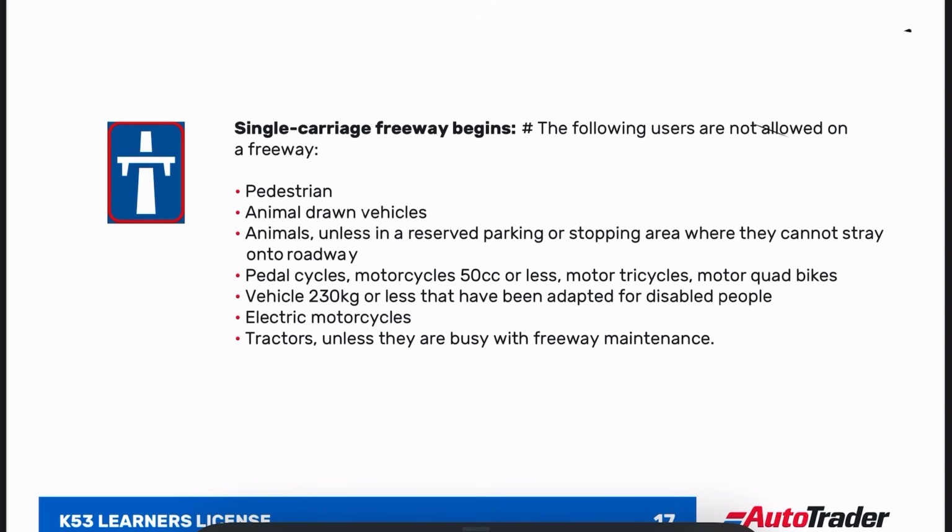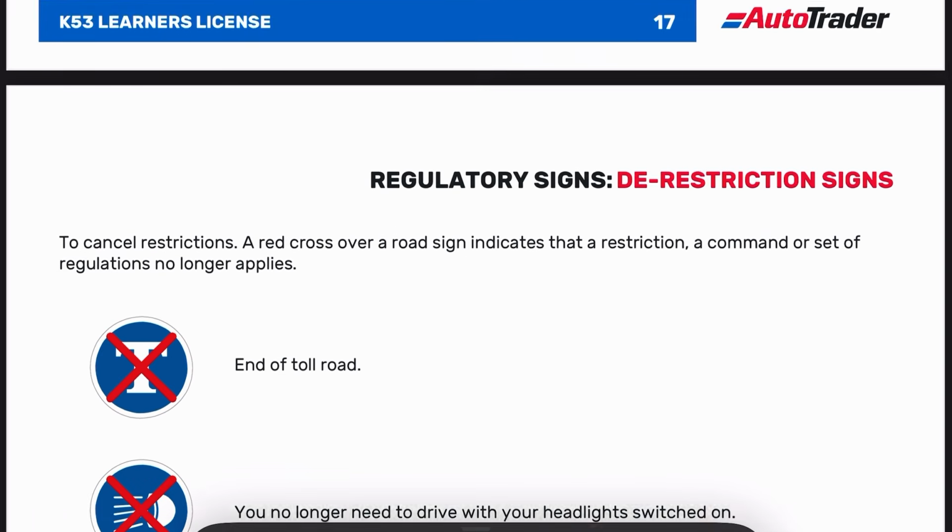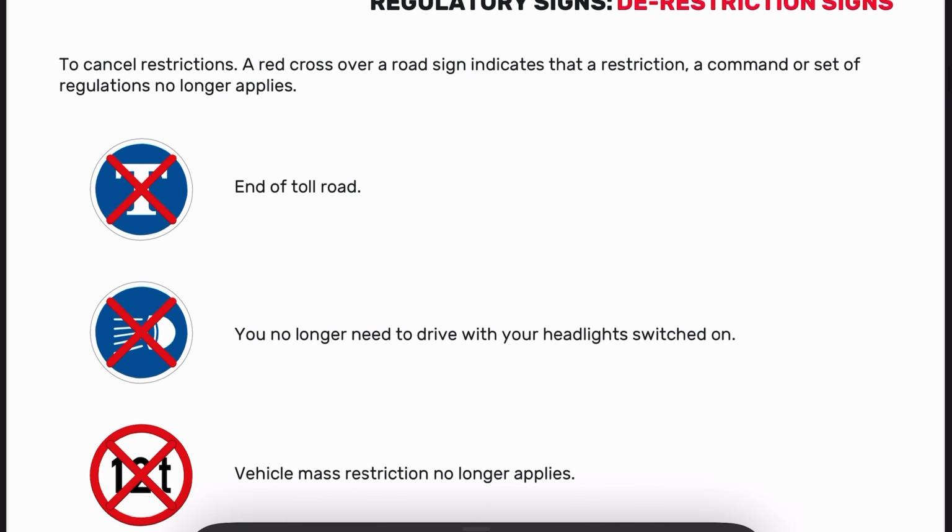Pedal cycles. Motorcycles that are 50cc or less, motor tricycles, motor quad bikes, vehicles that are 230 kgs or less that have been adapted for disabled people, electric motorcycles, tractors unless they are busy with freeway maintenance. So these are all the uses that are not allowed on the freeway. Now we go down to the D restriction signs. So the D restriction signs, my lovely friends, are there to cancel restrictions.